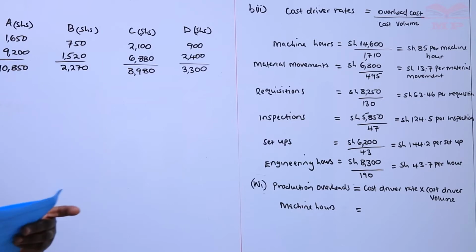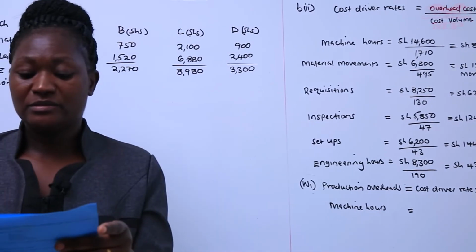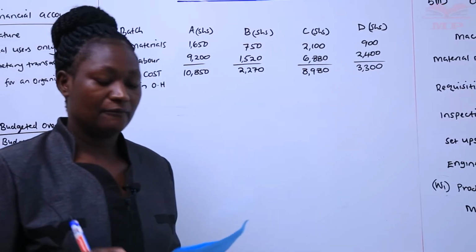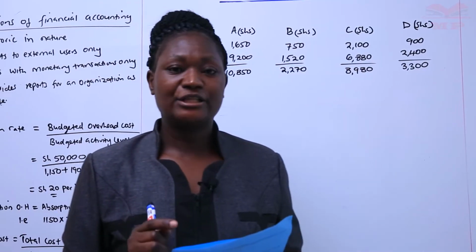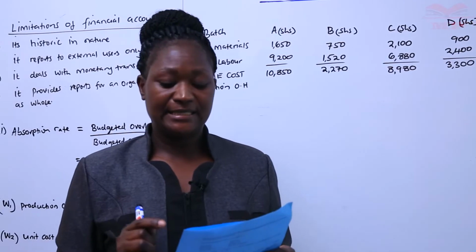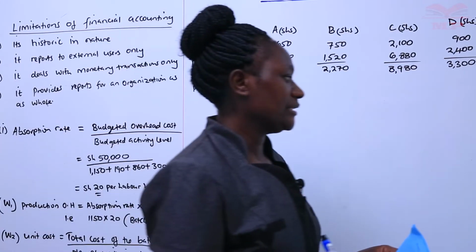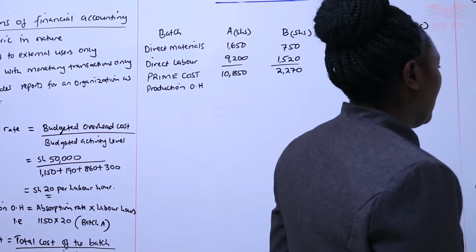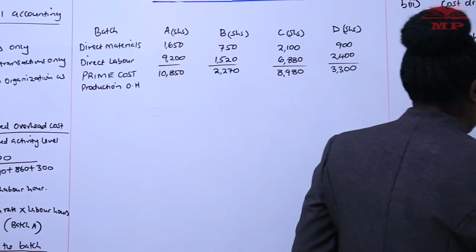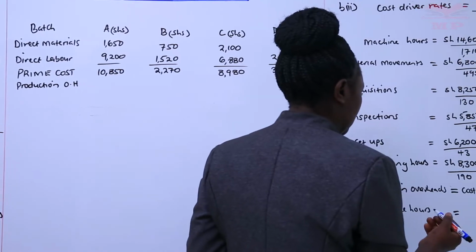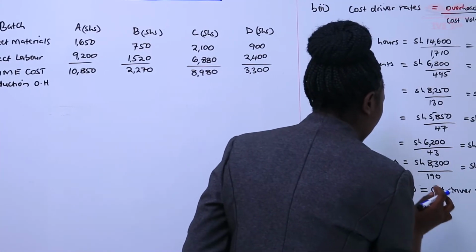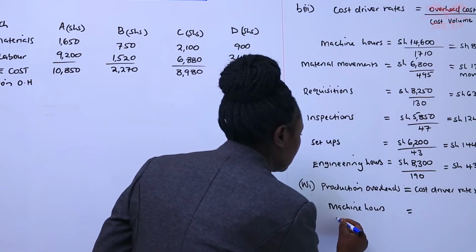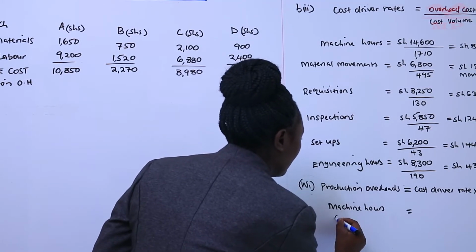Under note number 2, you are told that the following cost driver volumes were recorded for the 4 batches, for batch A, batch B, batch C, and batch D. So based on machine hours, the production cost will be calculated as follows. Beginning with batch A, machine hours for batch A.